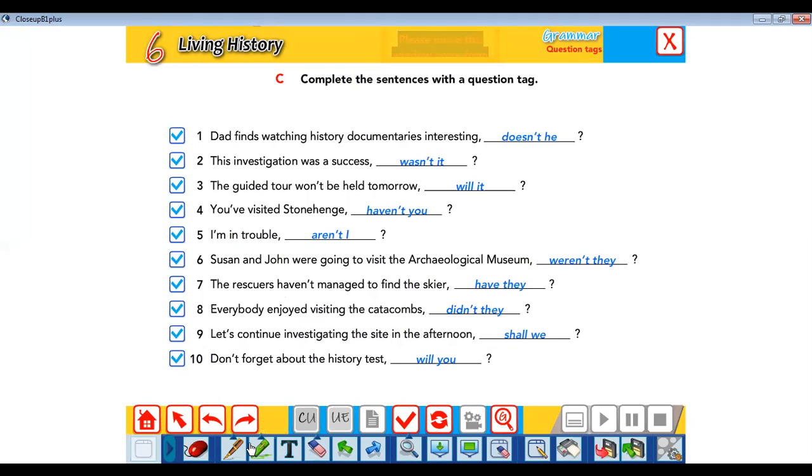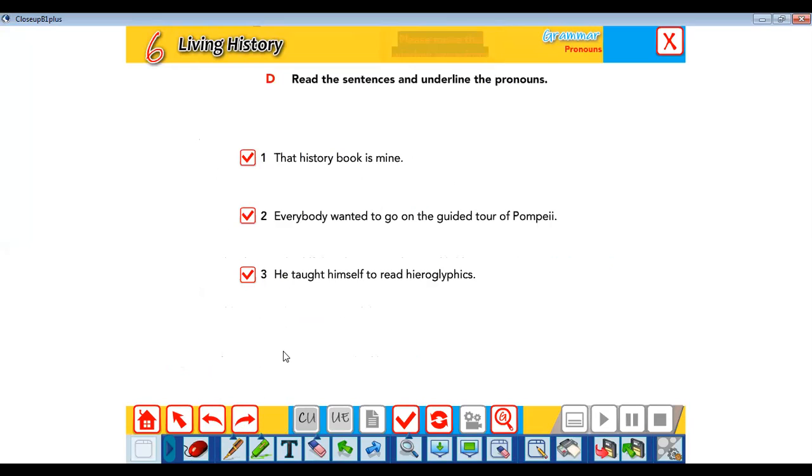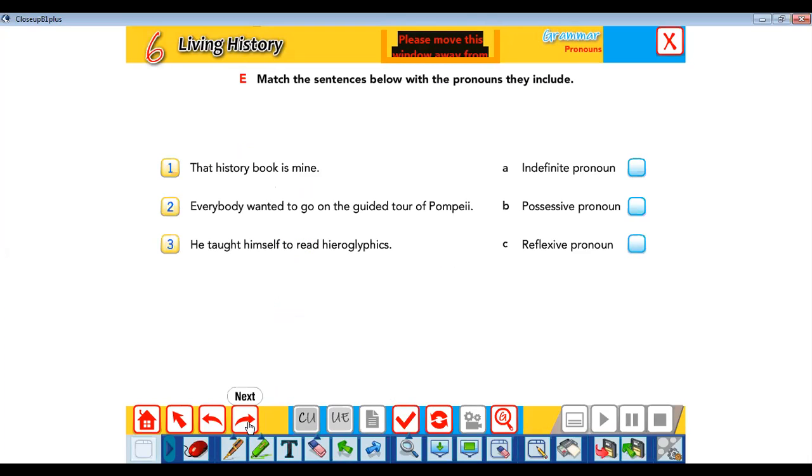Exercise D. After that, we have here in exercise D, read the sentences and underline the pronouns. You will find here that we have the first one, mine. It's okay, and this is a possessive pronoun. Everybody, this is an indefinite pronoun, and himself, it's a reflexive pronoun. Exercise E, we will try to match here the sentences below with the pronouns they include. So here we'll find number 1, possessive pronoun, this is mine. Everybody, indefinite pronoun, and himself, this is a reflexive pronoun.